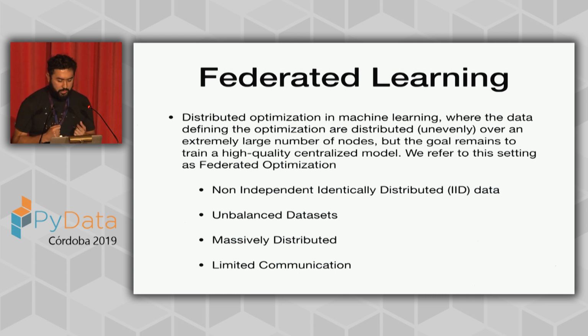So in some way, if we look at distributed optimization for machine learning, again, what's going to happen is the data that we're going to optimize is distributed unevenly. So in some way, we have unbalanced data in the sense that some users are going to be more active than other users. So some users are going to generate way more data than others, over a large number of nodes.